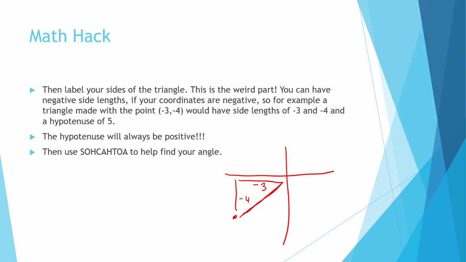And we know the radius will always be positive. So in this case, the radius is going to be 5. That distance will never be negative, no matter what. Then we want to use SOHCAHTOA to help find our angle.